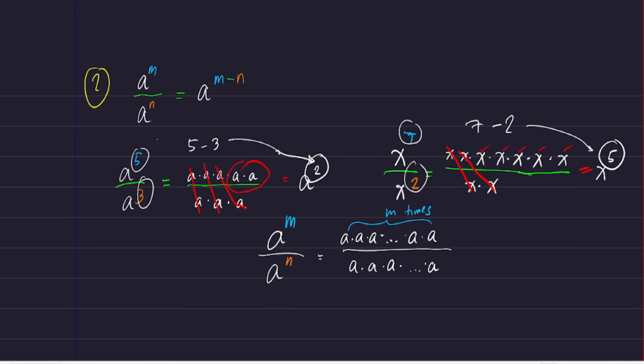Siyempre, may mga maka-cancel din dyan. Katulad niyan, katulad niyan. And ang matitira dito, hindi naman natin malalaman yun. Pero ang matitira dito ay yung difference ng m and n. No? So, meaning, ito yon, m minus n. Kaya tayo nag-arrive doon sa property na yon.